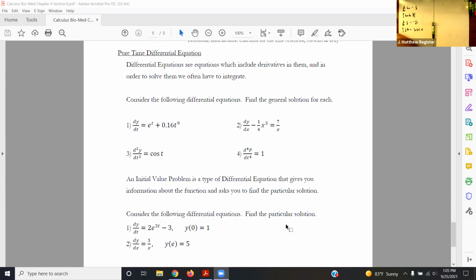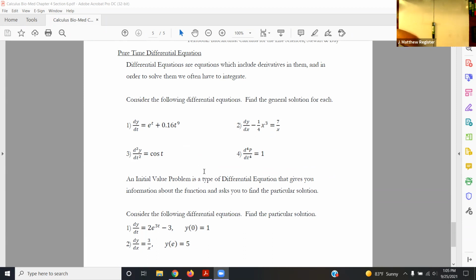The last thing we're going to talk about is introducing the idea of differential equations. I don't know if you've seen the pen talk yet. I might have to do that next. But differential equations are equations which include derivatives in them. And in order to solve them, you typically have to integrate. You have to do the antiderivative.